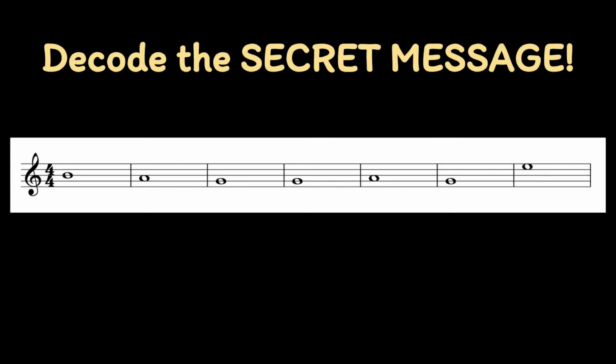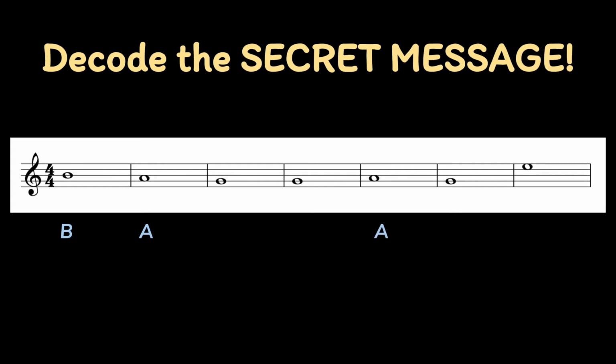B. So the name of our note is B. Can you decode the secret message I've written in the staff? Let's take it note by note. What's the first letter? If you said B, you're correct. What about the second letter? If you said A, you're correct. The third to last bar also has a note in the same space, so that must also be an A.